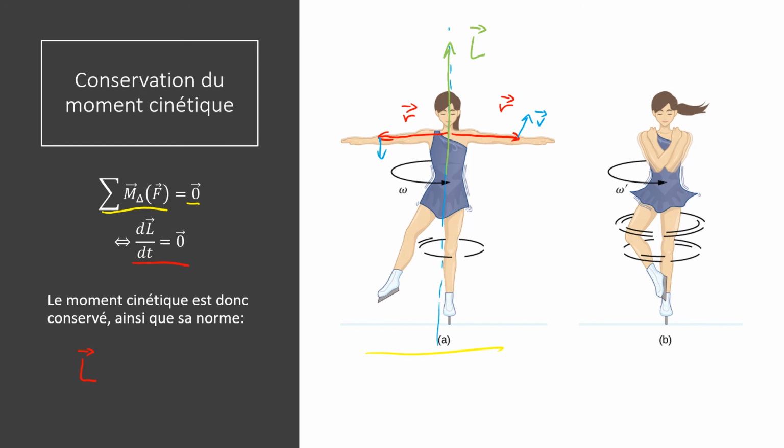So for the second case, where she has pulled her arms together, the angular momentum will have to stay the same. But, as we see, her arms are much closer together, so the radius r is much smaller, and the only way to conserve the angular momentum is to increase the momentum of her arms. Another way to say this is that the angular velocity is going to be much higher in the second case than in the first case. So omega prime is much larger than omega. And that's how an ice skater can actually accelerate her rotation speed.